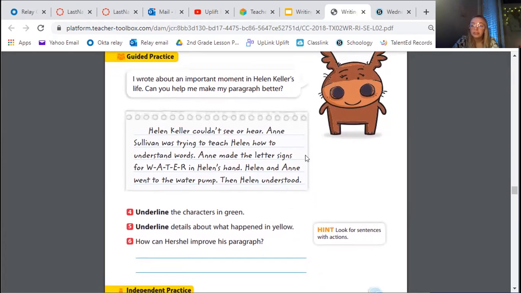Okay, so let's read our steps. Right here, 4, it says underline the characters in green. So I think I forgot to tell you guys in our materials, but you will need a green and a yellow colored pencil and marker. Colored pencil or marker or crayon. A green and a yellow one. So go ahead and pause your video. Go find a green and a yellow colored pencil, marker, or crayon, and then come back.